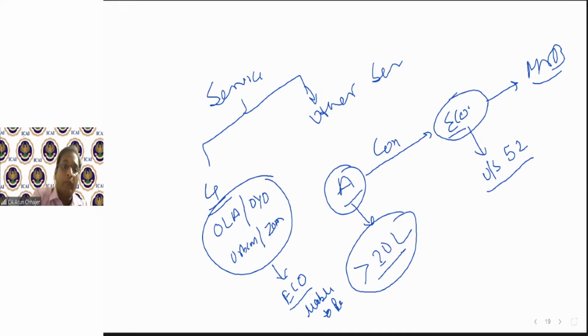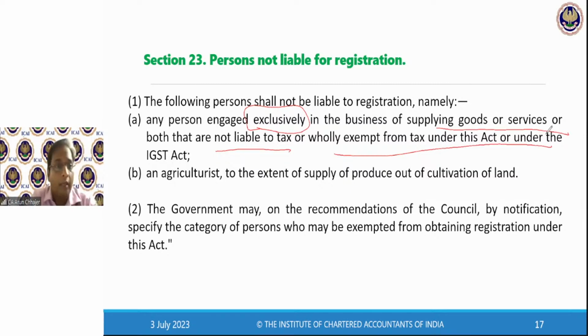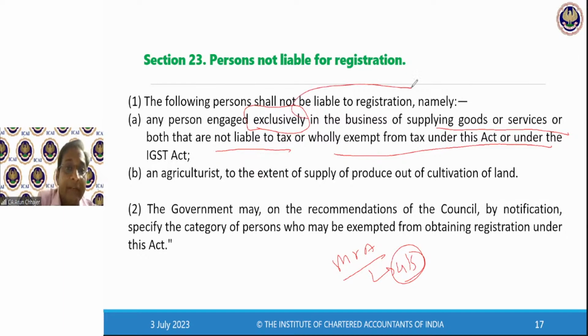Now I come quickly to Section 23. If you are exclusively engaged in the supply of goods or services which are not liable to tax or are wholly exempt from tax. Let's say Mr. A is making the supply of either goods or services which are exempted, irrespective of any limit, irrespective of any aggregate turnover, he is not required to take registration.